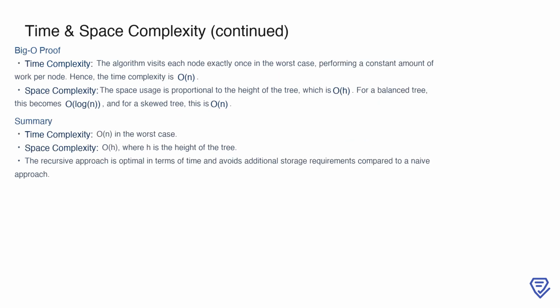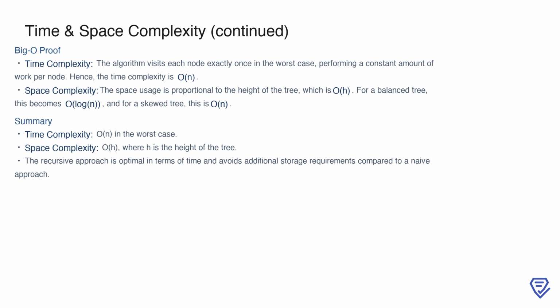To summarize, the time complexity of the algorithm is O(n), because, in the worst case, every node in the tree is visited exactly once, with a constant amount of work performed per node. The space complexity, on the other hand, is O(h), where h is the height of the tree. For a balanced tree, the height corresponds to log n, making the space complexity O(log n). In the case of a skewed tree, the height equals n, resulting in O(n) space complexity.